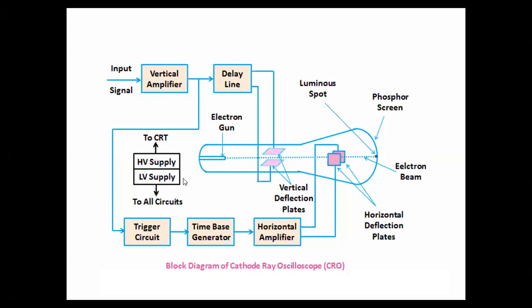For the low voltage supply, to operate all the electronic circuits present in the CRO, they require some external power supply. That power supply is supplied by the low voltage supply, to run this circuitry.